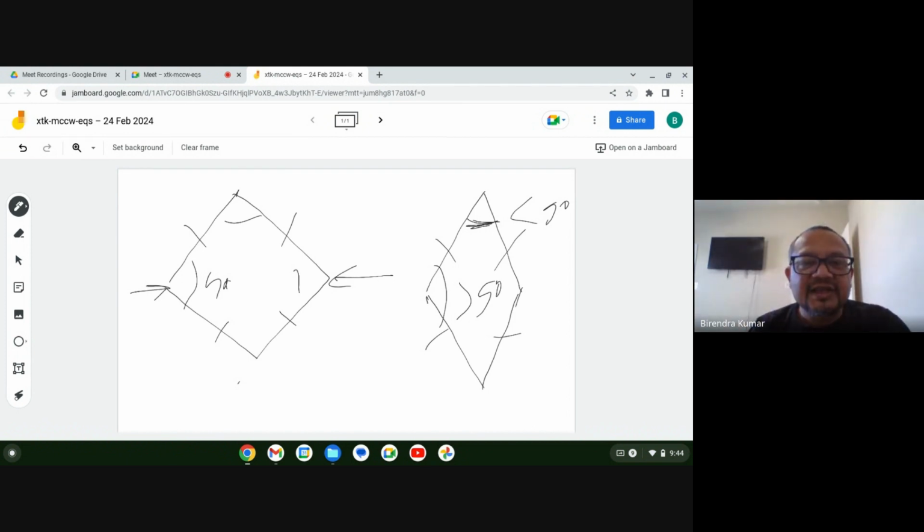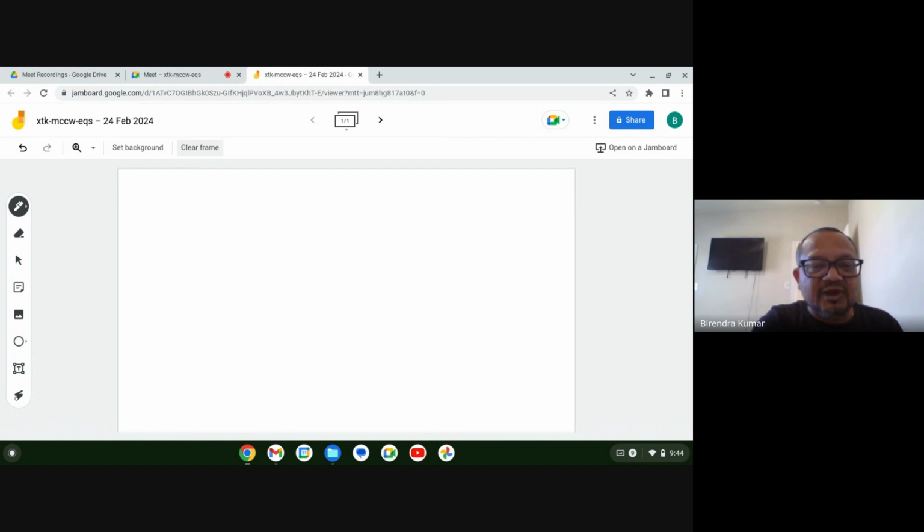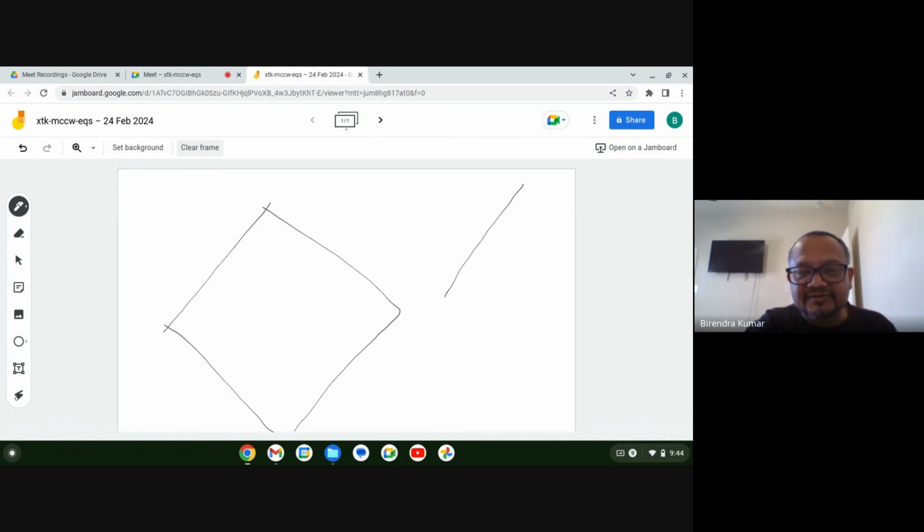What I'm saying is, if you look at a rhombus and a square, a rhombus is nothing but a squeezed version of a square. That's what it is. Meaning a shape which has four sides, all four sides are of the same length, but the angles are not 90 degrees. That is the only difference between the rhombus and a square. That's what we are trying to say.